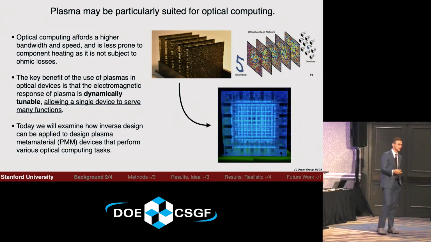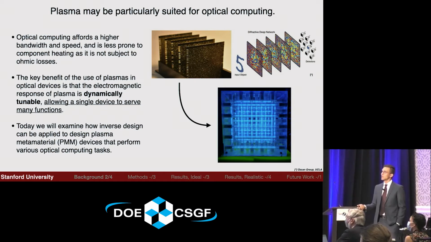Instead of a convolutional neural network, which is doing a bunch of matrix vector multiplication, the computation is occurring at the speed that it takes for the light to pass through the device. So it's very fast. There's no component heating because there's no direct ohmic losses. And you can get a very high bandwidth and speed because you can encode a lot of information into different colors or frequencies of light and send them all through the device at the same time.